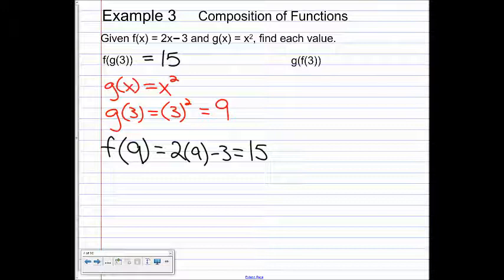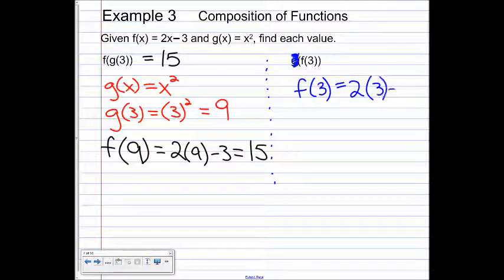Great. Let's try this other one. The other one says g of f of 3. So what am I going to do first? Do it backwards. I'm going to just ignore the first piece. And I'm going to do what first? Very good. So I'm going to do f of 3, which is 2 times 3 minus 3. What is that? 3. Very good. 2 times 3 is 6. 6 minus 3 is 3.